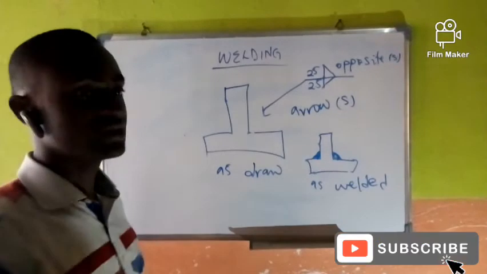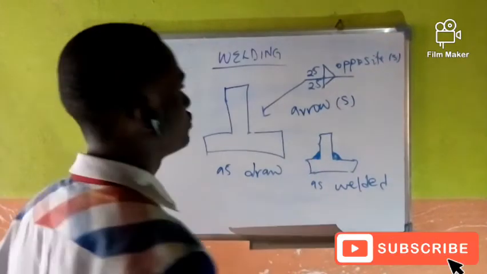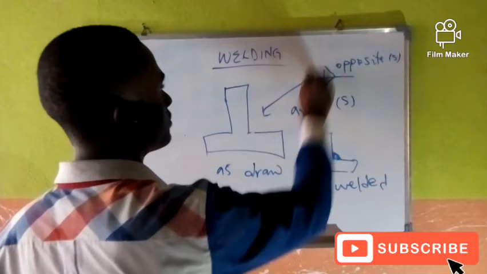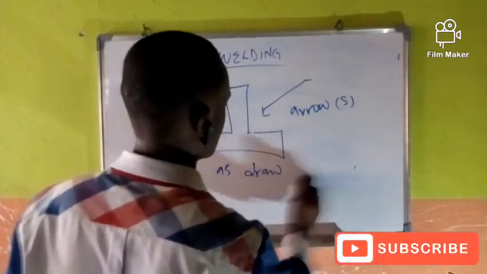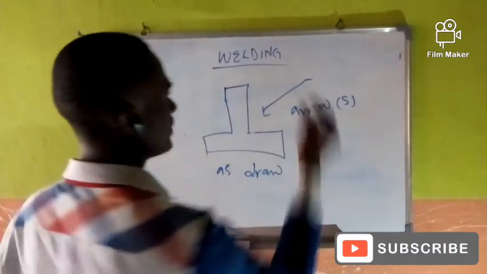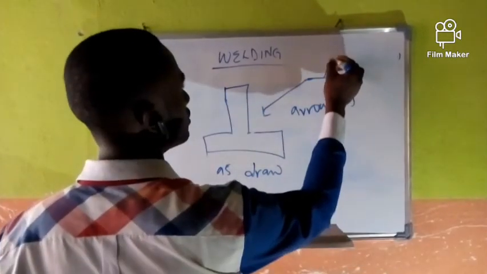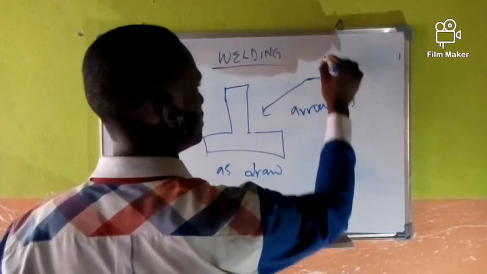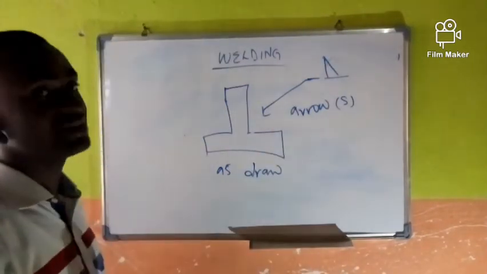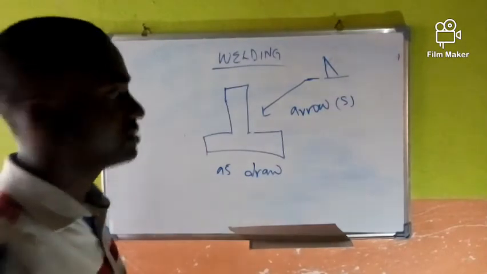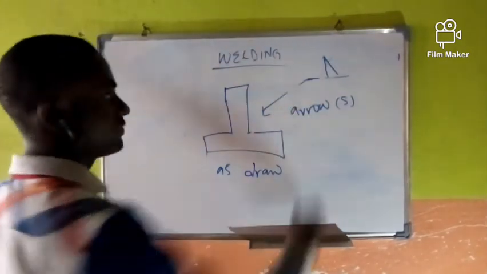Now there are so many secrets that we are to know. Sometimes you might not be given this part. You will just be given this alone. Now when you have something like this, it is still the same. What they are saying is the arrow side won't be affected.